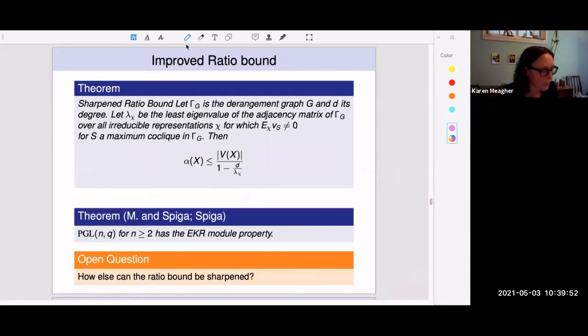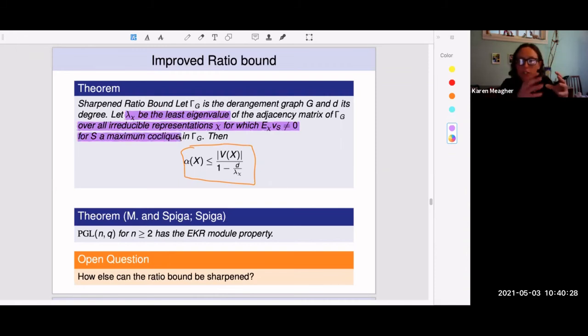The formula I have here is exactly the same as the old ratio bound. Before, I said let this guy be the least eigenvalue, and we stop. But we can actually throw away the irreducible representations that I know will squish every maximum coclique. So I take the least eigenvalue over all irreducible representations for which this is not equal to 0 for S, a maximum coclique.